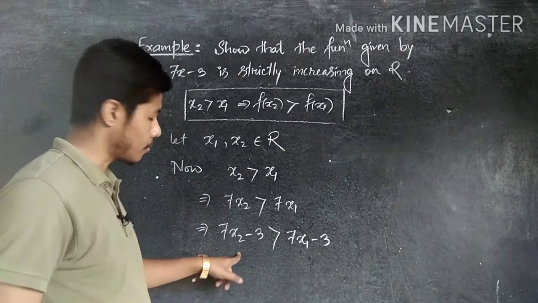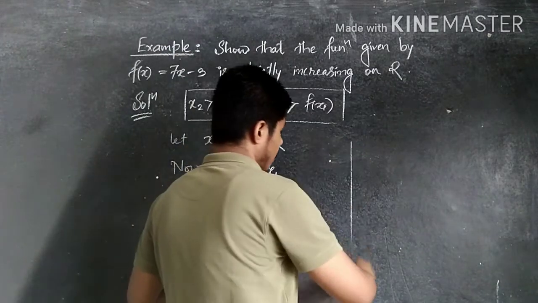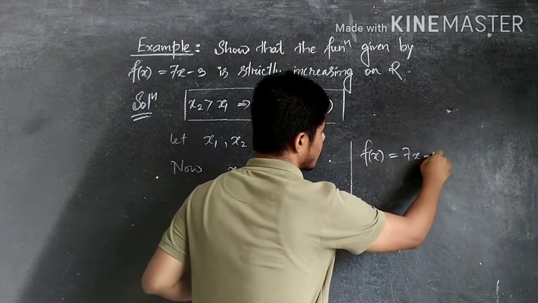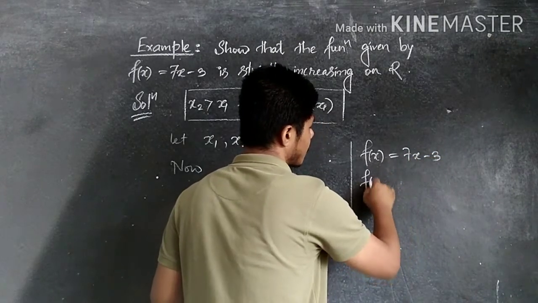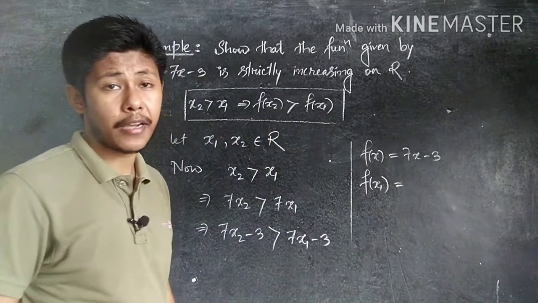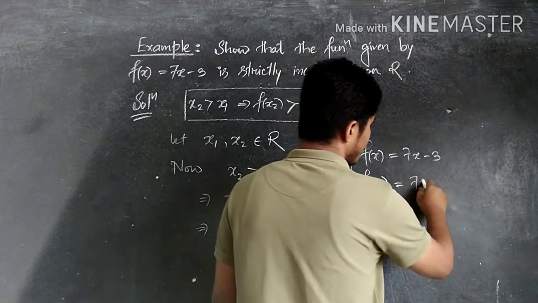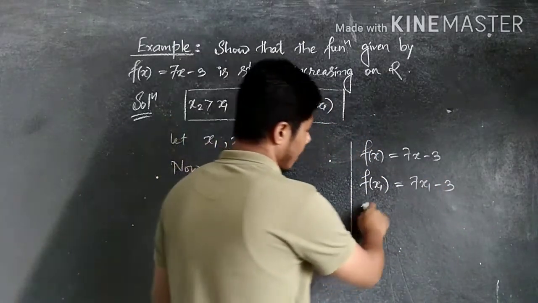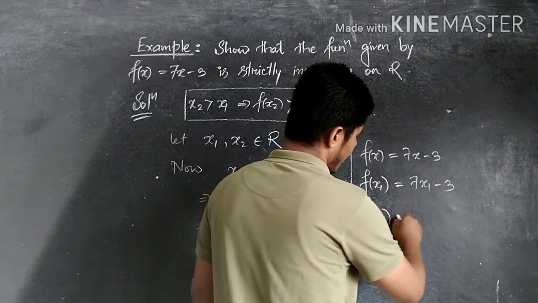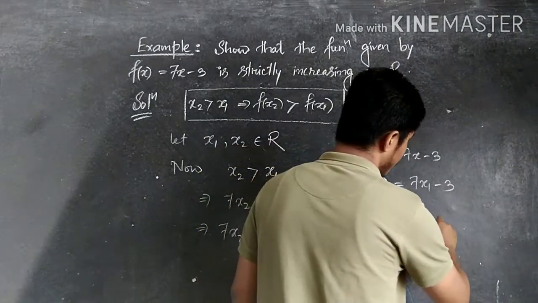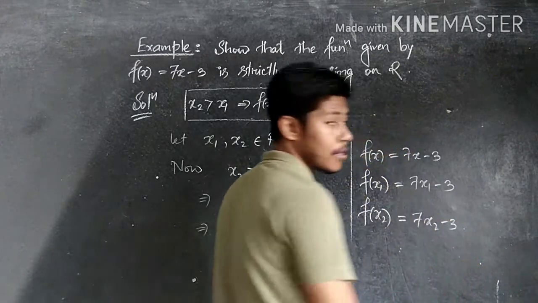Now in this case, the function is given: f of x equals 7x minus 3. If in place of x we put x1, then the result will be 7x1 minus 3. If we put x2 in place of x, then what we get here is 7x2 minus 3.